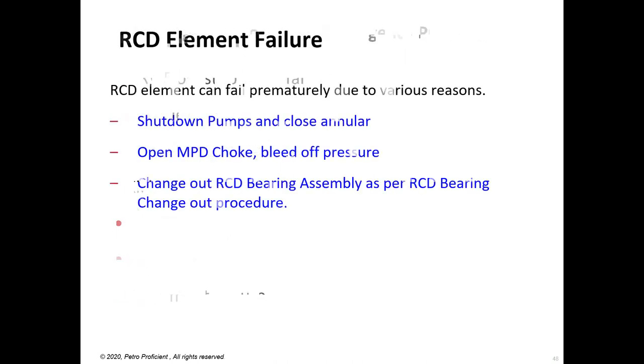So now let's examine what happens if you have an RCD failure all of a sudden. RCD failure is those rubber elements that I showed you. Those may fail because of wear and tear, and if they fail, you need to replace them. So what do you do? You shut down your pump, close your annular, open the choke manifold, read your pressure, remove the RCD bearing assembly, and reinstall a new RCD bearing assembly.